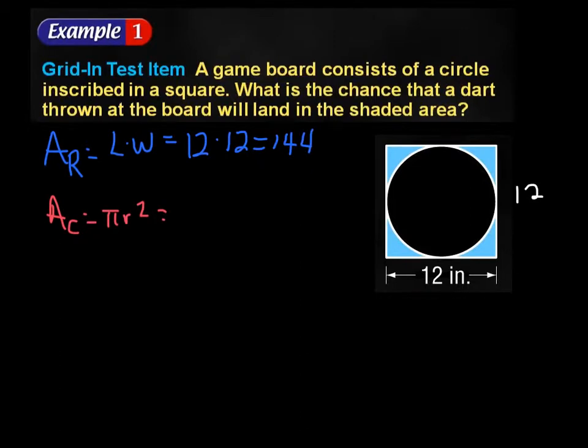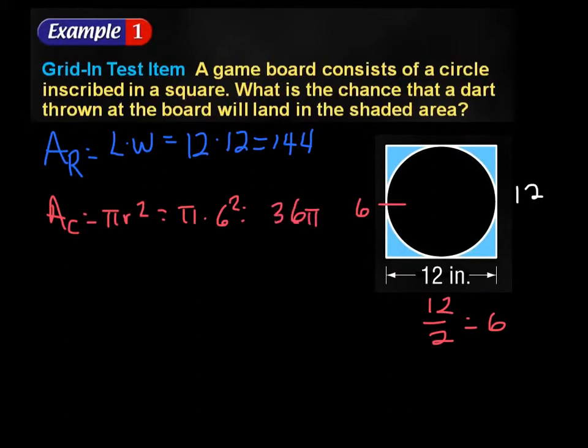And the area of the circle is pi r squared. If our diameter is 12, the radius would be 6, 12 divided by 2. So pi times 6 squared would be 36 pi exactly.